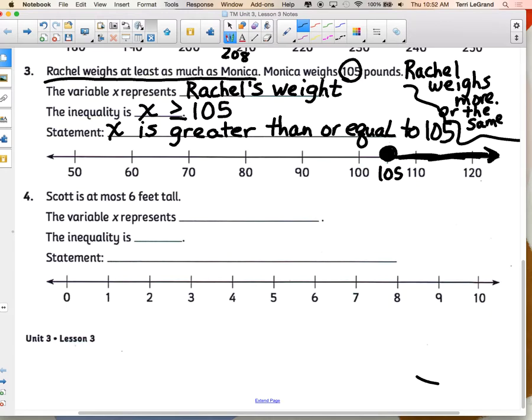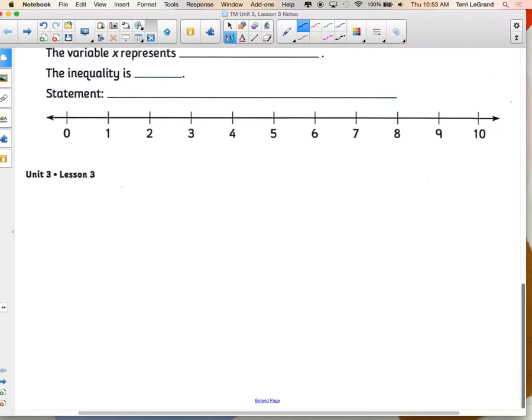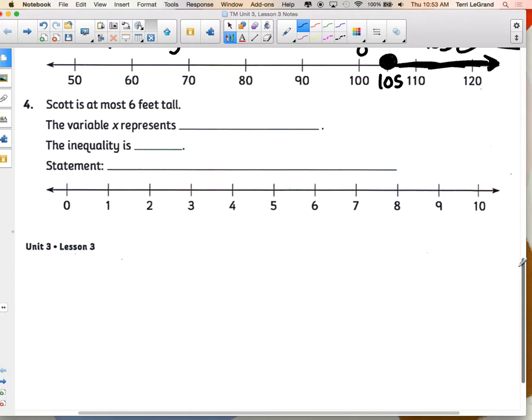Okay, I don't want you to write the statement, I don't even want you necessarily to graph it. I want you to try and describe the variable for the next one, and I want you to try and set up your own inequality. Go ahead, do it, please. Cheyenne, you already got it done? Oh, I thought you did. Grab your pencil.